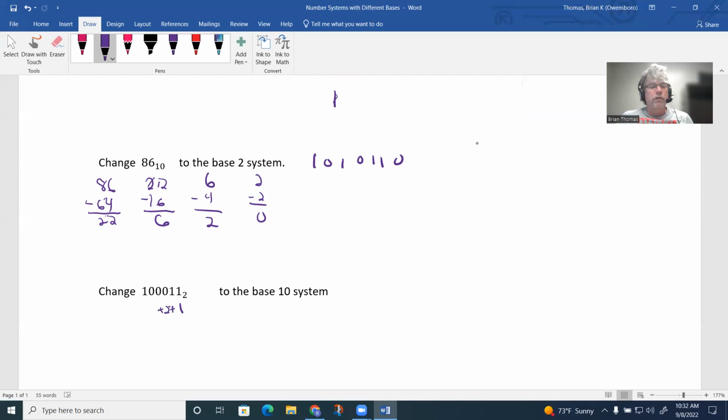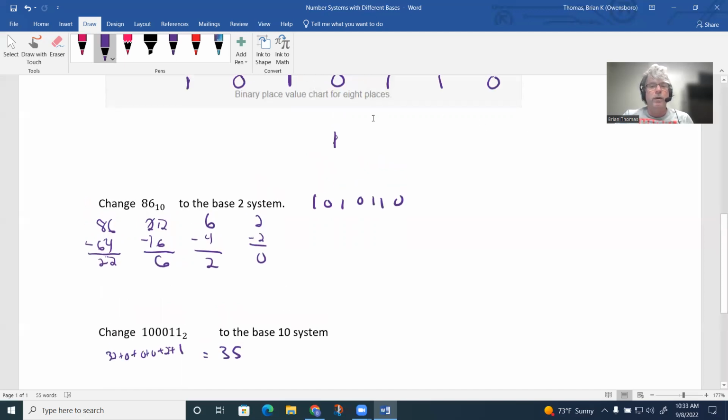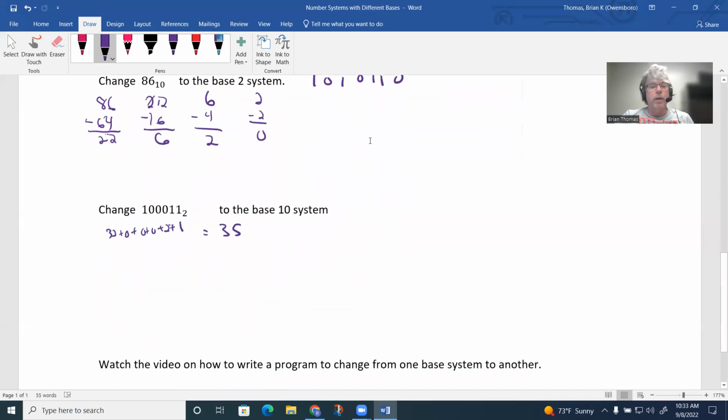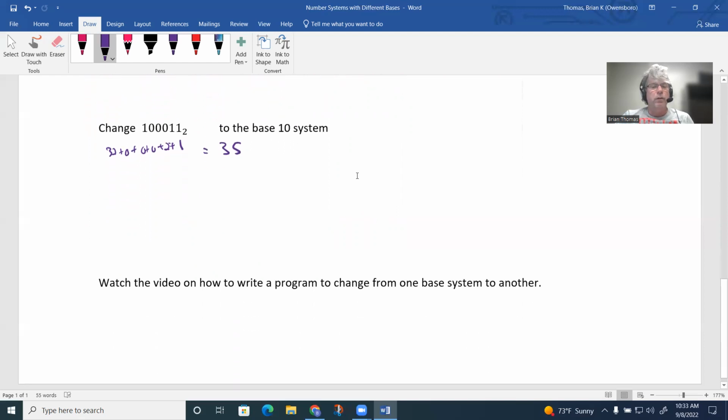There aren't any 4s, there aren't any 8s, and there aren't any 16s, but there is a 1 in the 32s place. So I have a 32. If I put that all together, 32 plus 2 plus 1 gives me 35. So 100011 would be 35 in the base 10 system. I can break it back apart based on what I have up here. That allows you to change a base 2 number to a base 10 number using those two tables.